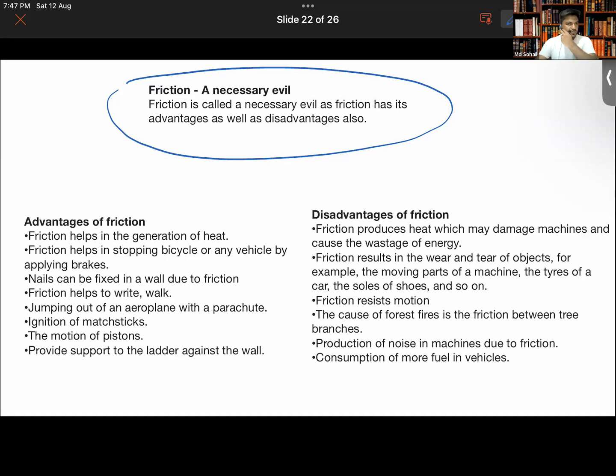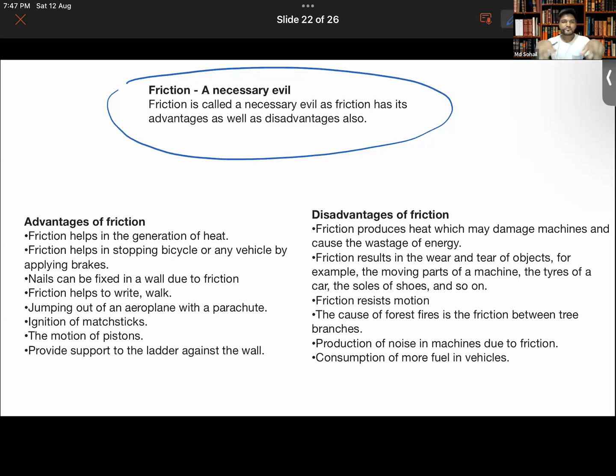The motion of pistons, ignition of matchsticks, these are all examples. In fact, the list goes on and on, right? Then some disadvantages also, like in some cases, production of heat due to friction is good, but in some cases it is bad. For example, forest fires, right? So they are bad, right?